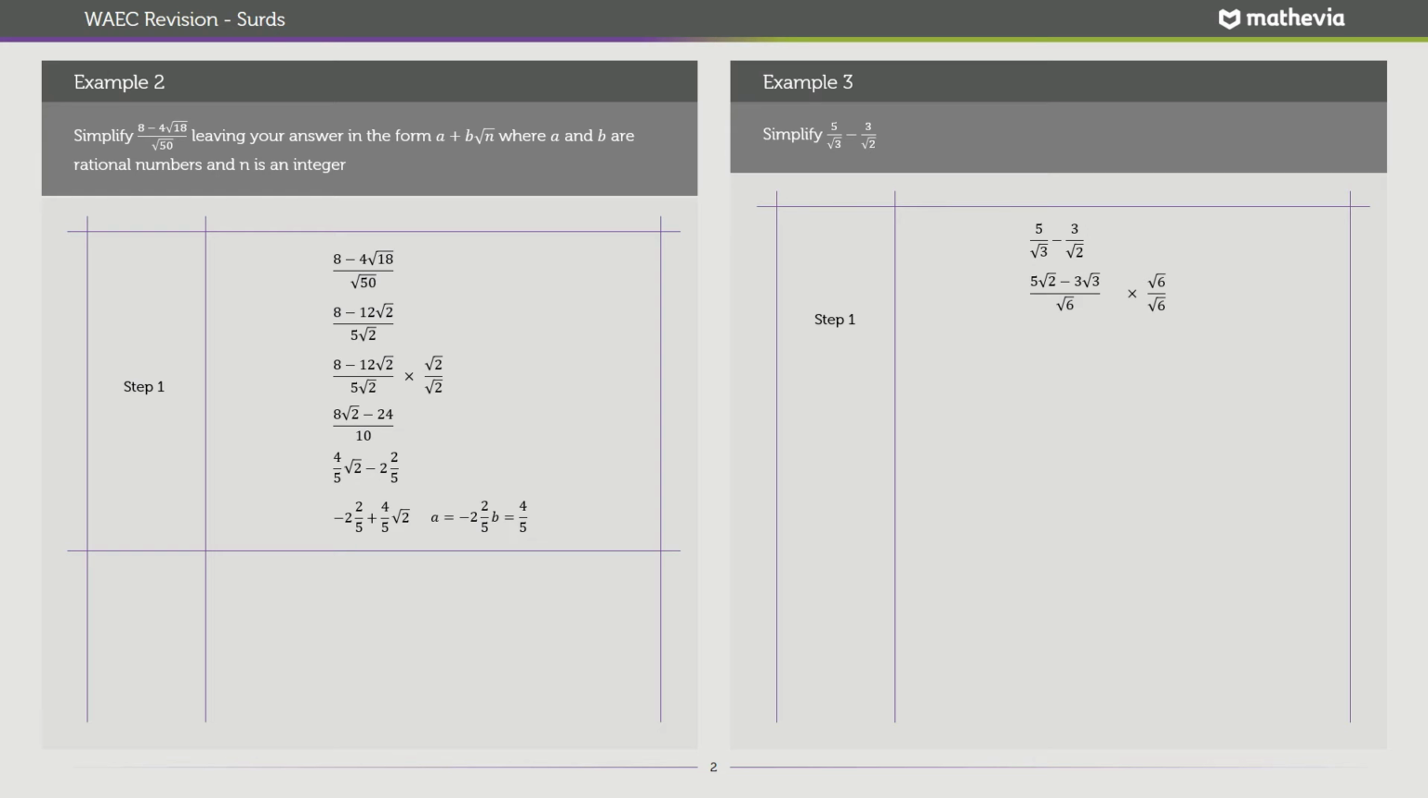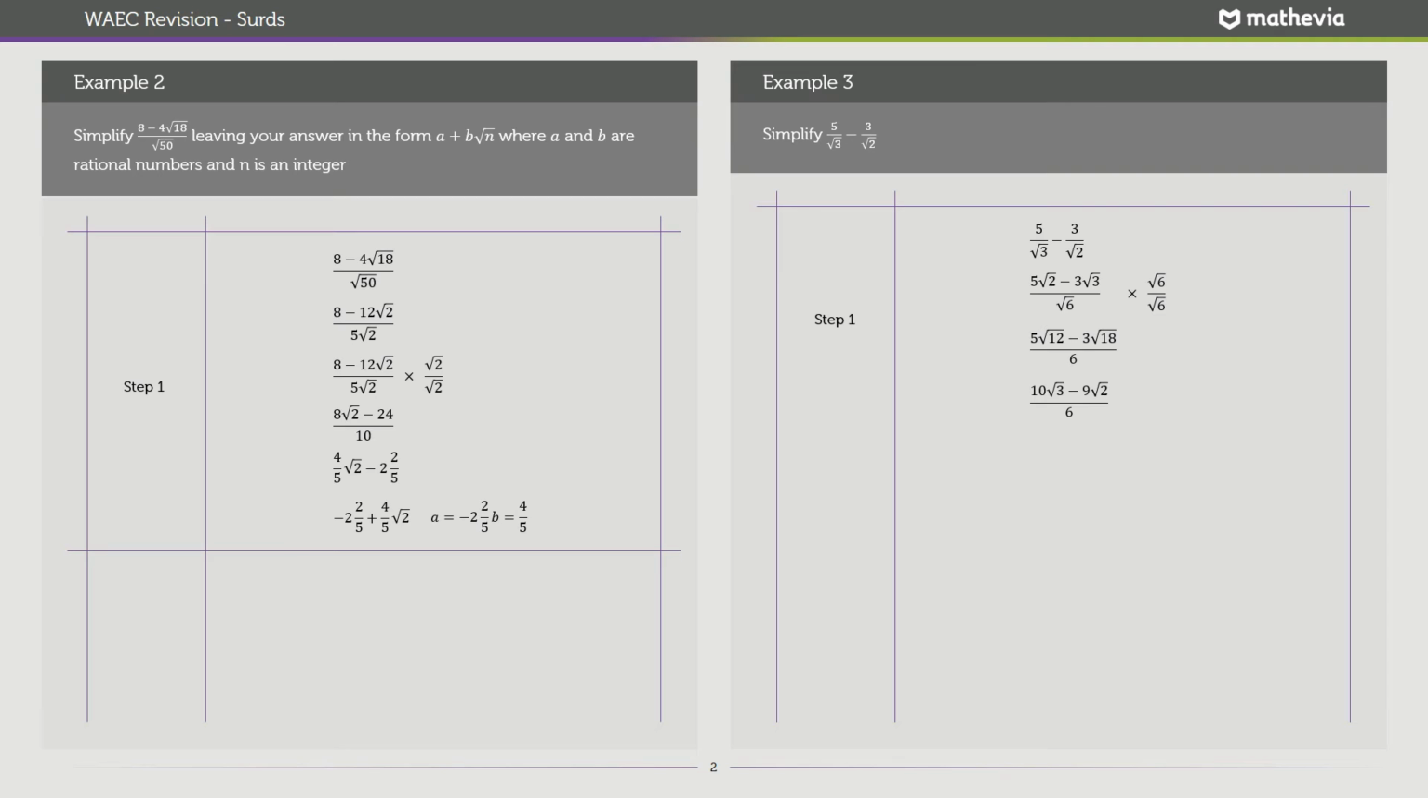The next thing you want to do is rationalize, get rid of the root 6 on the bottom there. And you do that. Root 6 times root 6 gives you 6. You have 5 root 2 times root 6 gives you 5 root 12, minus 3 root 3 times root 6 gives you 3 minus 3 root 18. And then you work this.